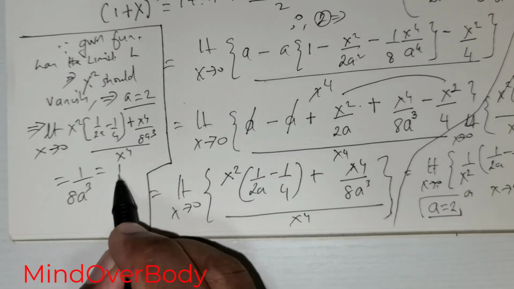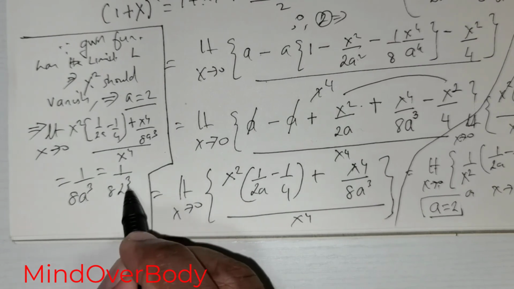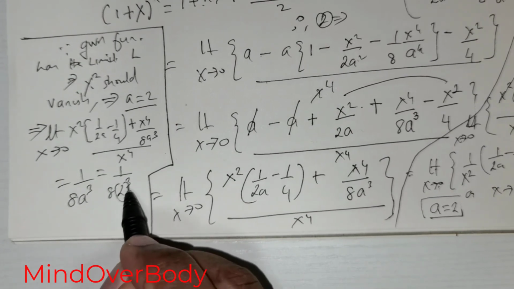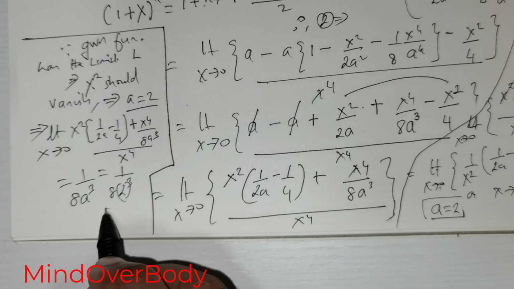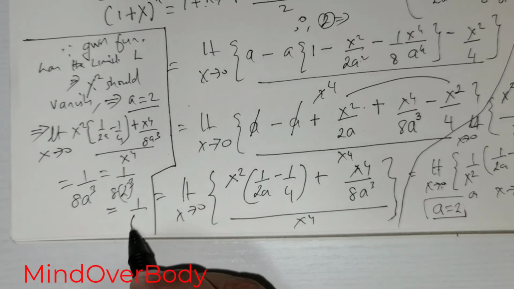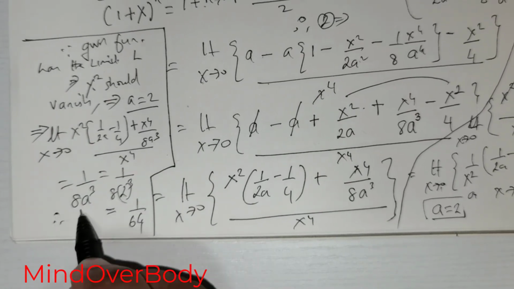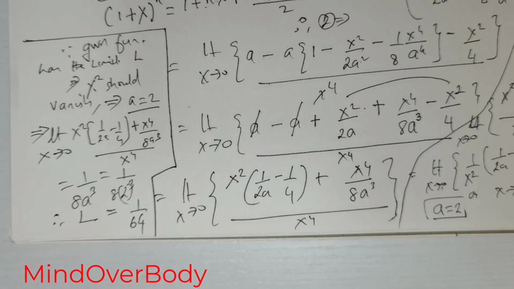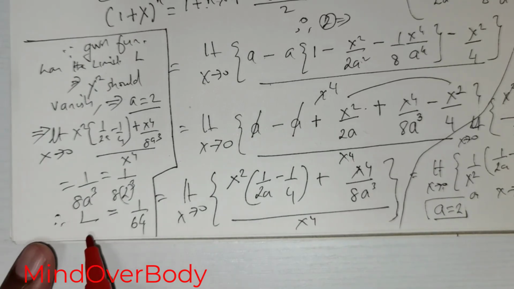Now a is equal to 2. So this means 8 times 2 raised to the power of 3. 2 raised to the power of 3 is 8. 8 times 8 is 64. So the value is 64. So therefore L is equal to 64, which is a good place for us to stop.